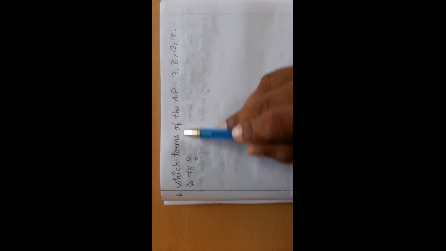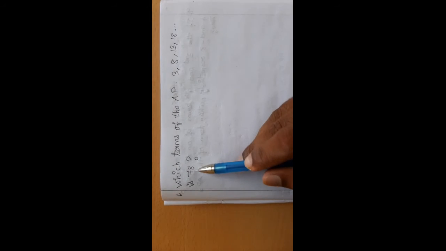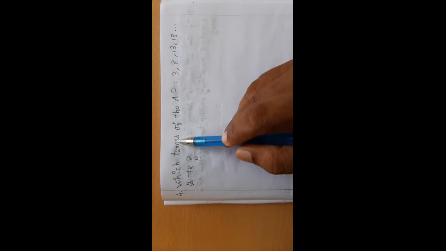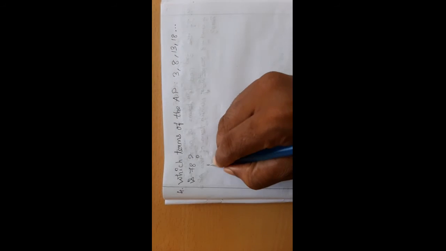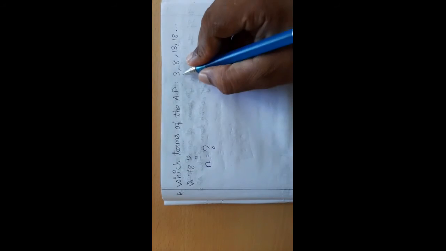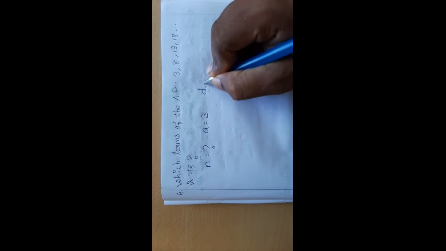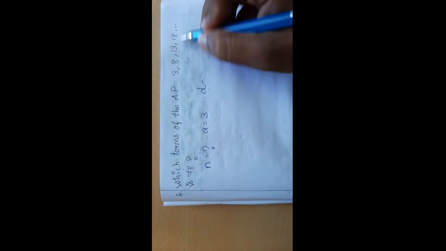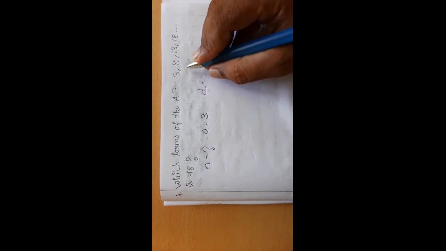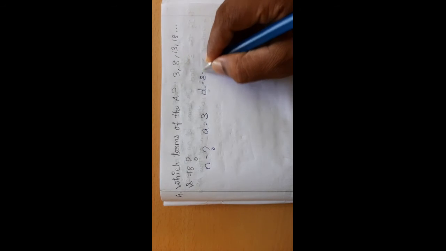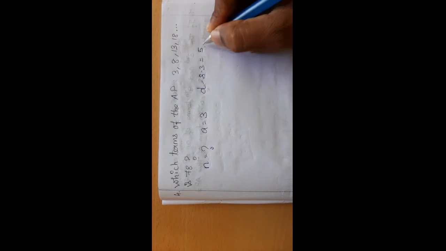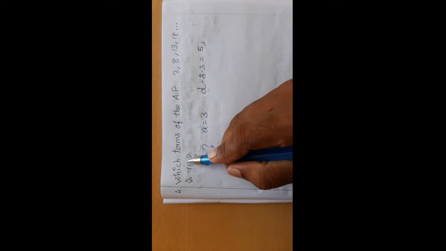Here is the next problem: which term of the AP is 78? The term will be represented as an, so we have to find what n is in the given AP. From the given AP we can write a is equal to 3, and the common difference will be the same, 8 minus 3, which is 5. So the difference is 5, and the last term given is 78.